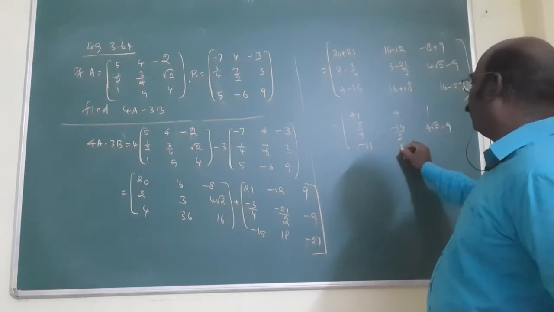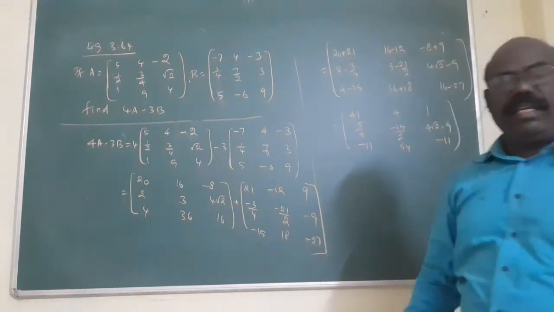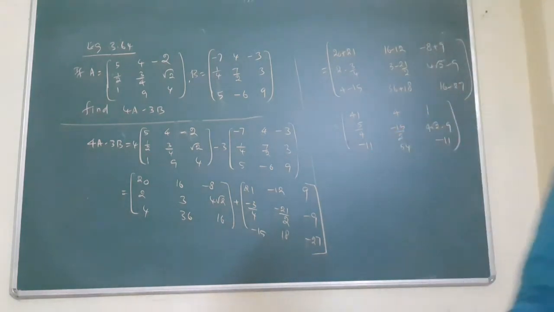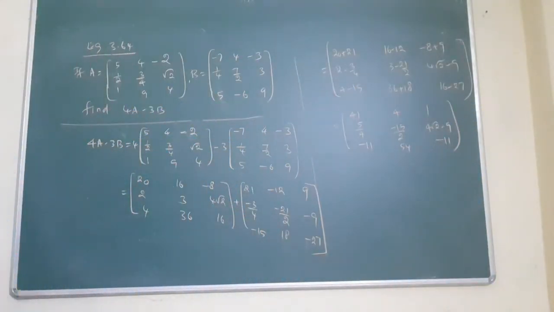Here, 54. Last one, minus 12. In this way, you simplify one by one, adding all the corresponding elements. We get the answer: 41, 4, 1, 5 by 4, minus 15 by 2, 4 root 2 minus 9, minus 11, 54, minus 11. That is the answer. This is about 2 more percent. Only multiply, then add the sum.